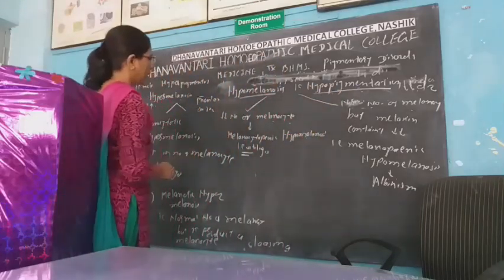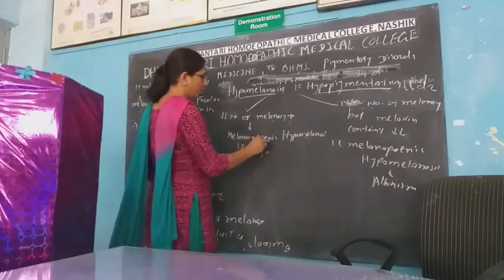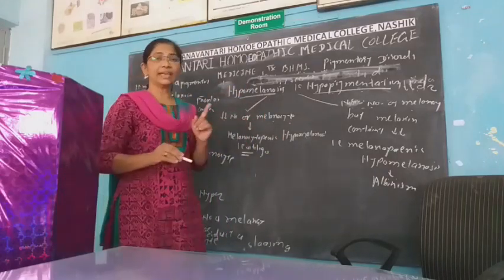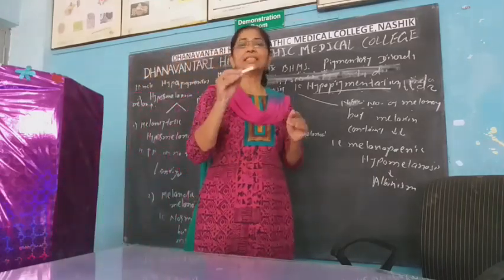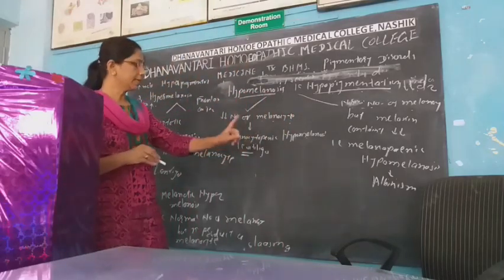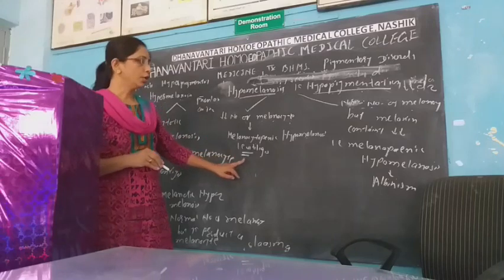First is melanocytopenic hypomelanosis. Here the number of melanocytes is decreased, meaning the cell number is decreased. What is that type called? Melanocytopenic hypomelanosis. The example is vitiligo or leukoderma.